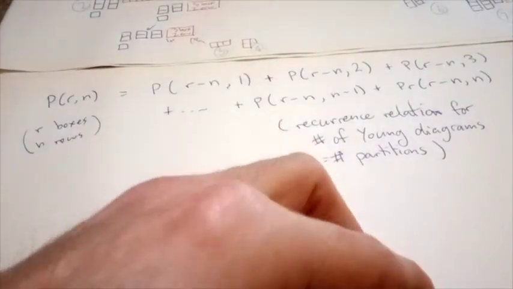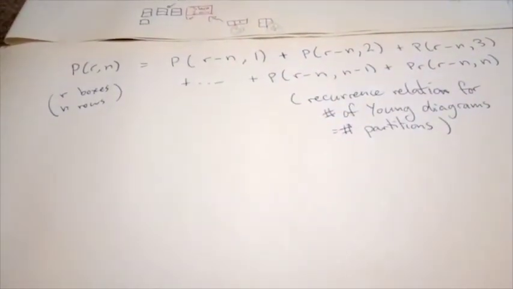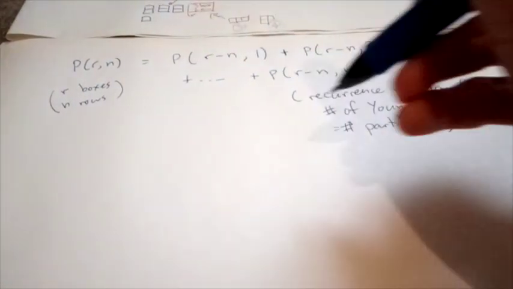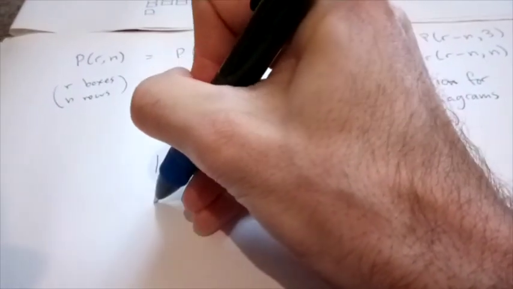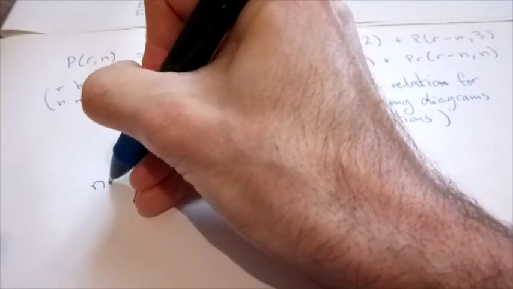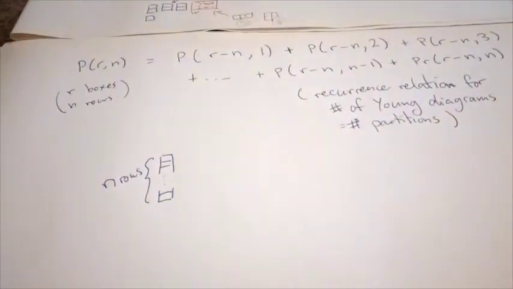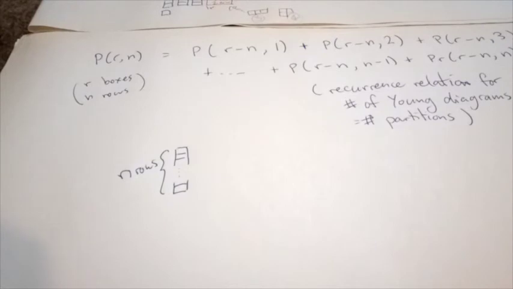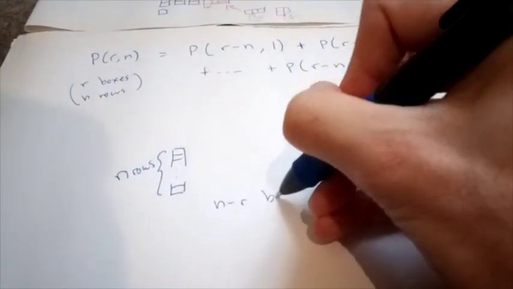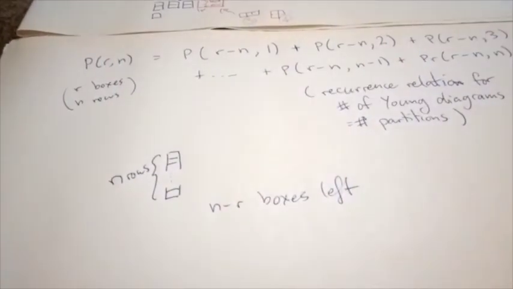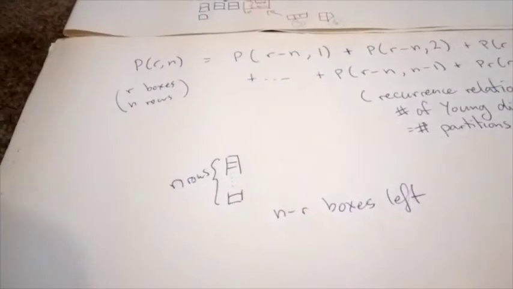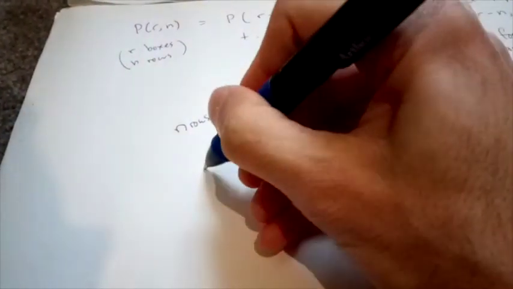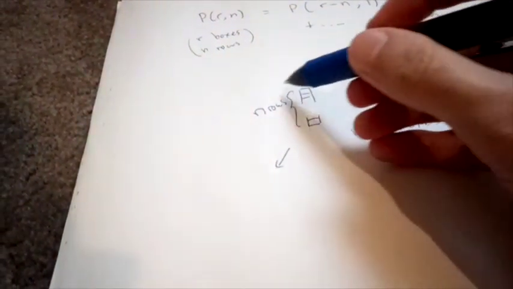So how do we prove this? Okay, so we want to build up an R box and N row Young diagram. So here I have N rows. To build such a Young diagram, I say, okay, I've got R boxes and N rows, so I have to put those rows down first. Now I have R minus N boxes left. And what am I going to do with them? Once I've done this, I have no choice for that.